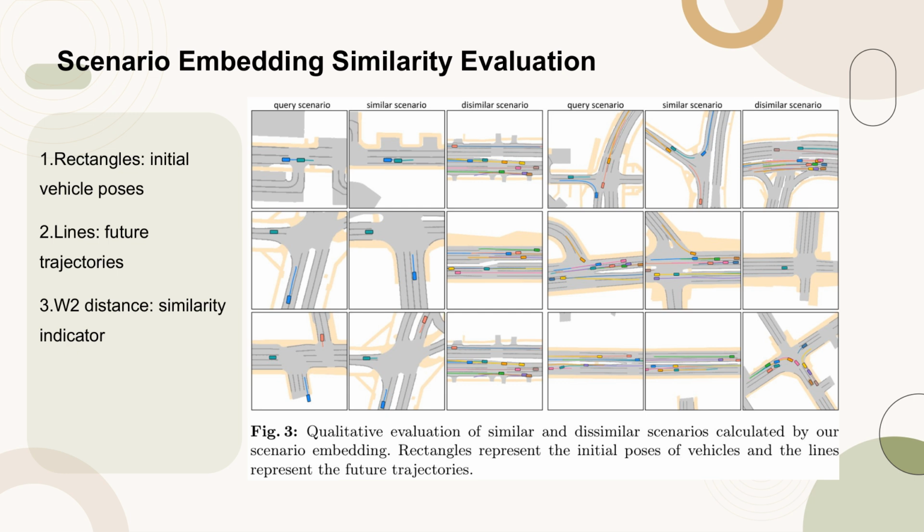The rectangles in the figure represent the initial poses of vehicles, while the lines depict their future trajectories. The W2 distance is used as an indicator to measure the similarity between scenarios. This visualization helps validate the effectiveness of our embedding in capturing the behavioral aspects of traffic scenarios.